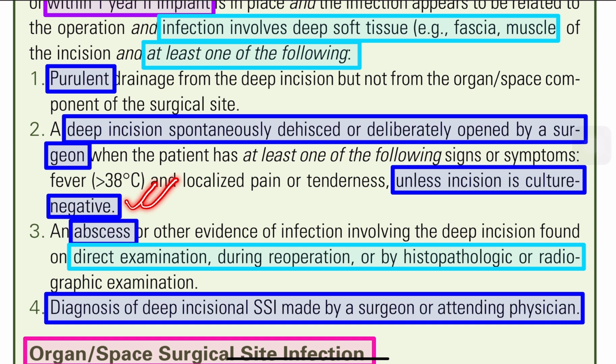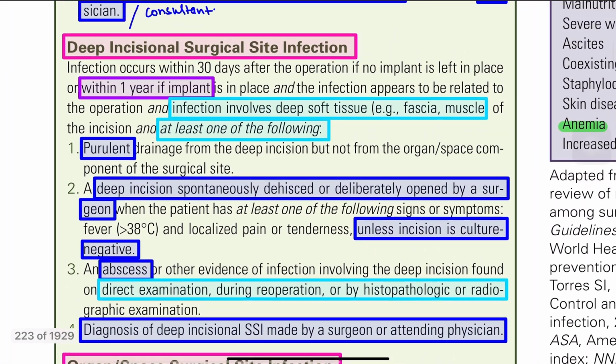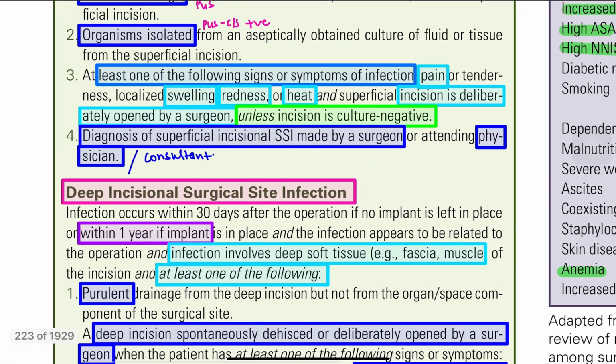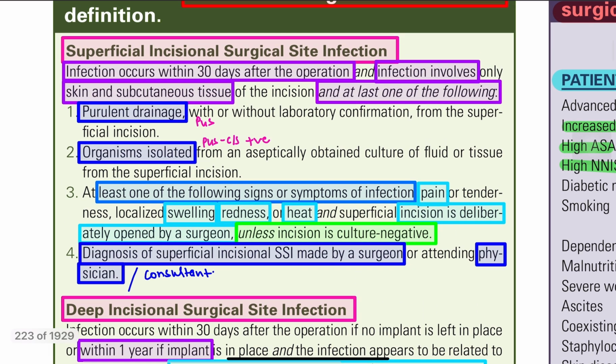unless the incision is culture negative, same. And there should be abscess. If there is pus and it is not treated, it will lead to abscess formation. So abscess is seen either on direct examination, reoperation, histopathology, or radiological examination. And then diagnosis of the deep incision made by the surgeon or attending physician, same thing. So this is important. The important one is implant for 1 year, and the other thing is operation within 1 month. Okay, thank you.